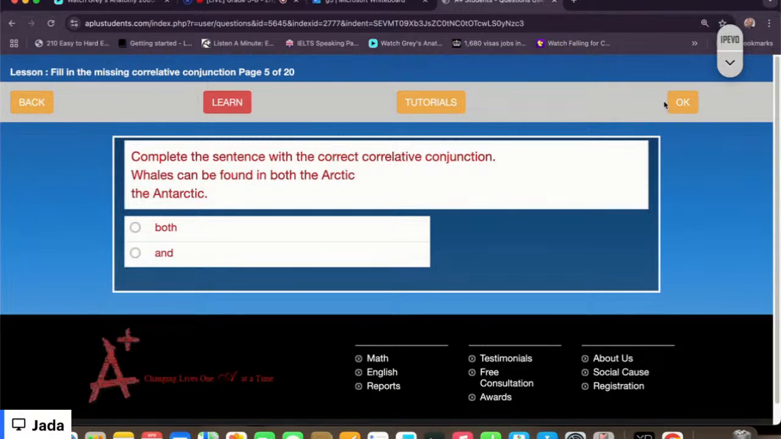Whales can be found in both the Arctic and the Antarctic. So what do you think? So both and.